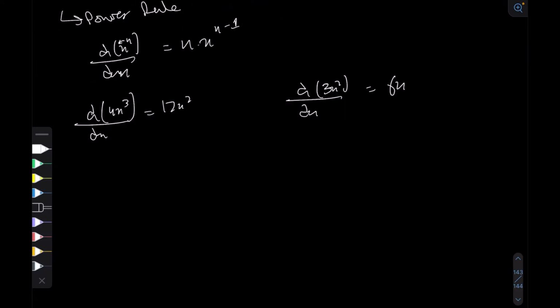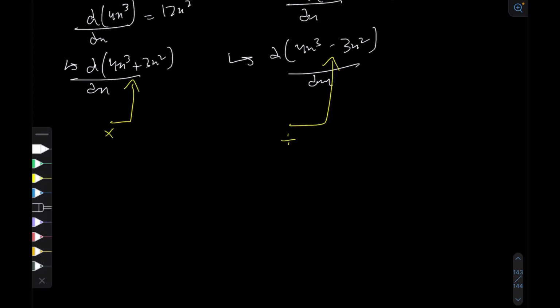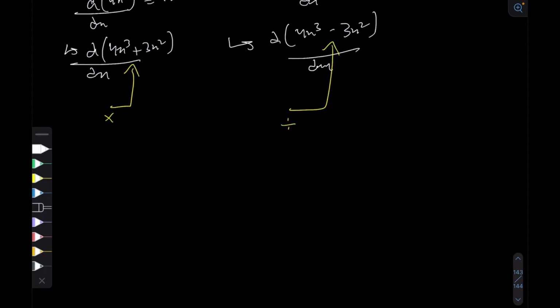Now once you know this, what comes up next is the different combinations of these. So what if I want the differential of something like 4x cubed plus a 3x squared? Or what if I want something like the differential of 4x cubed minus a 3x squared, right? And what if there's a multiply sign in between or a dividing sign? Right, so let us first look at the case of plus and minus, then we'll get to multiply and divide.